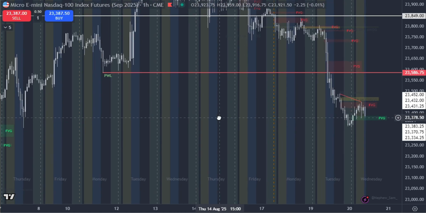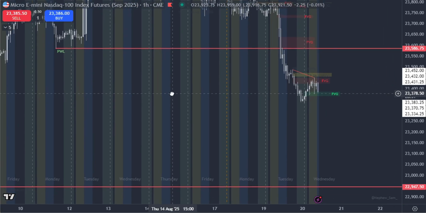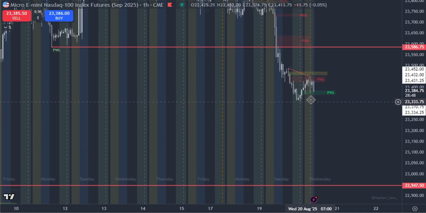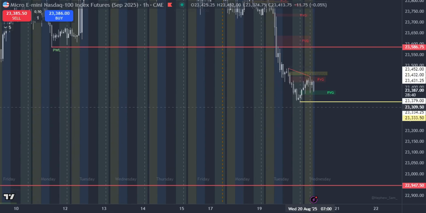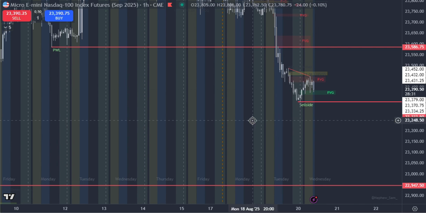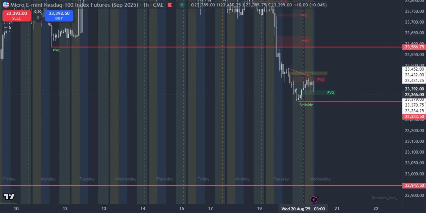I'm gonna do a review of today's session. I'm looking for sell side this morning. Currently we have bearish order flow, so I see this as a retracement.